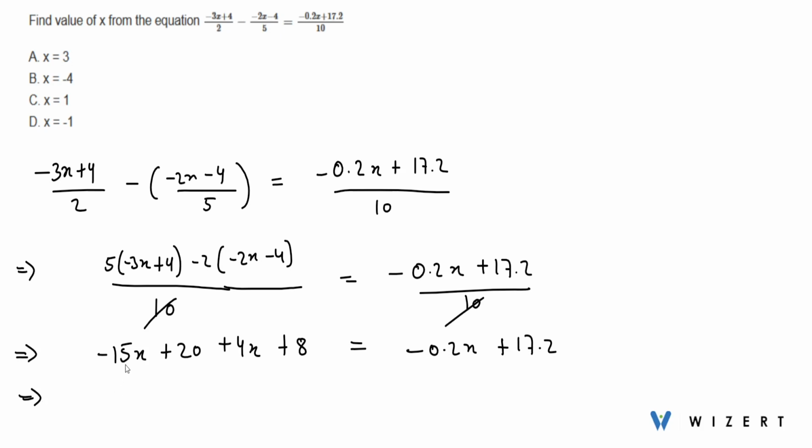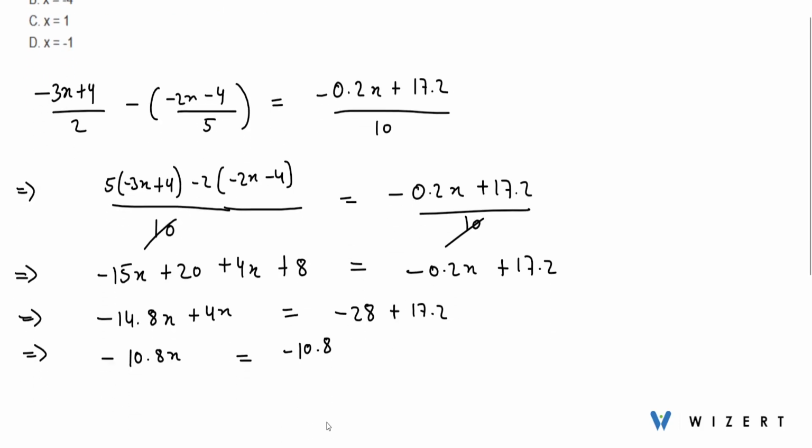So minus of 15x plus 0.2x will give us minus of 14.8x, and we also have plus 4x, and the constant terms are 20 and 8. So 20 plus 8 will become 28. Shift 28 to the right hand side, so it will become minus of 28, and we already have 17.2. So minus of 14.8x plus 4x will become minus of 10.8x, which will be equal to minus of 10.8.